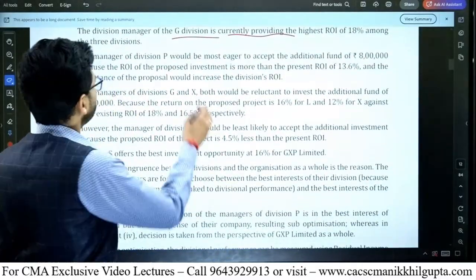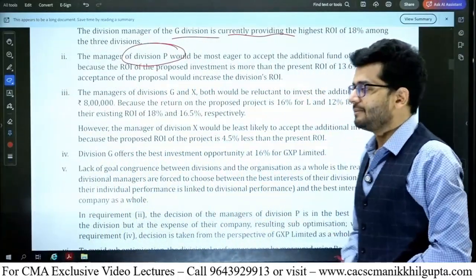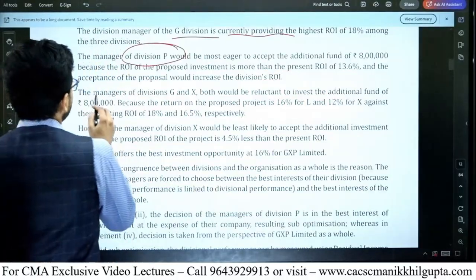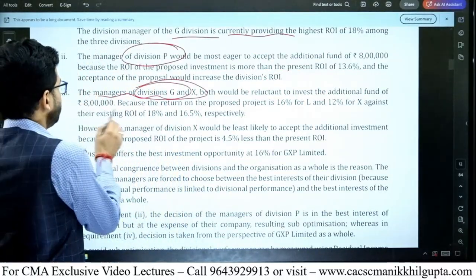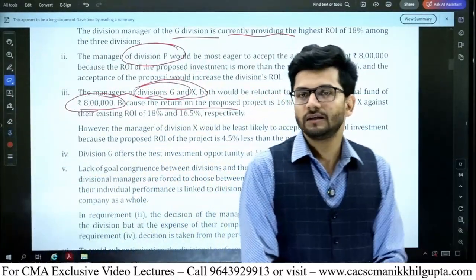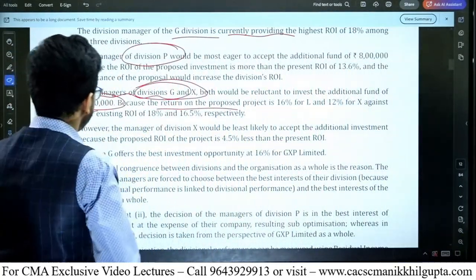That is the analysis which we have done. So division P will be highly interested in getting this additional investment, because its overall investment return will increase due to this investment. The managers of divisions G and X would both be reluctant to invest the additional funds of 8 lakh, because the return is lower than the expected return. So both the managers of G and X will not be interested in taking this additional investment.